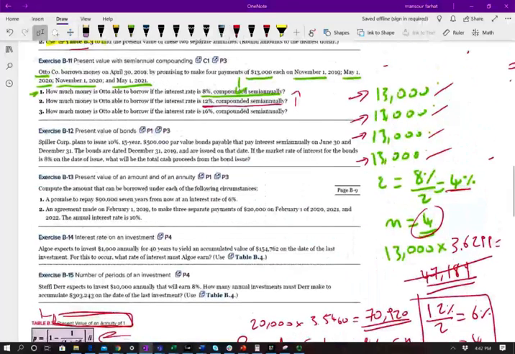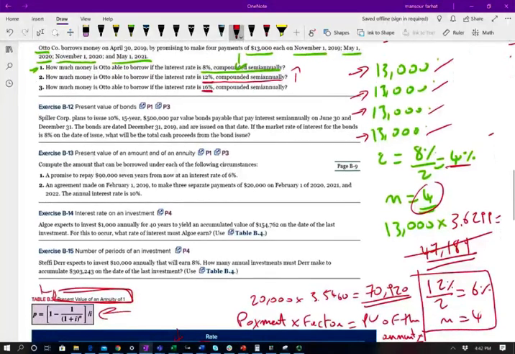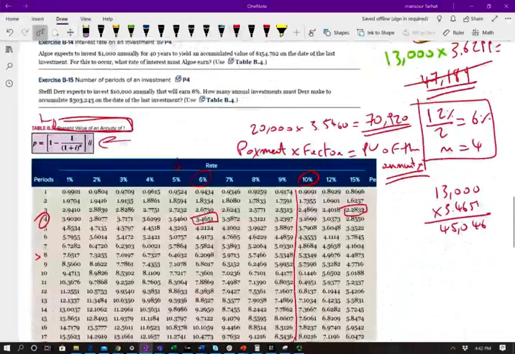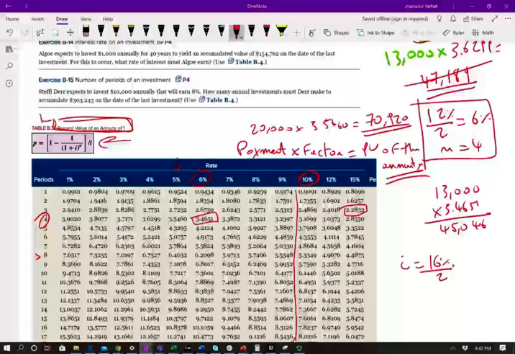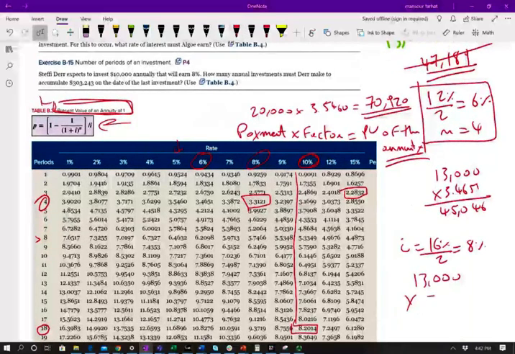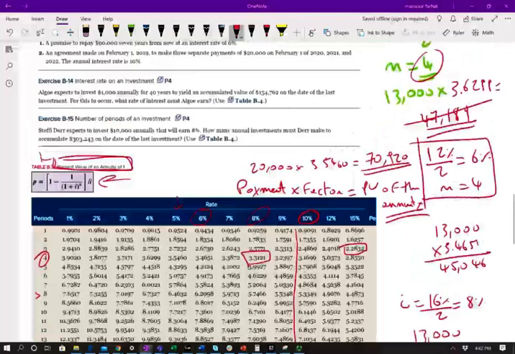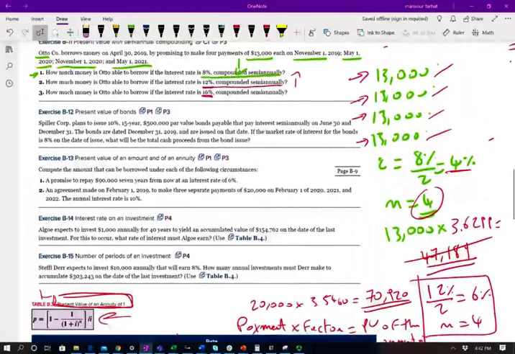If we multiply that by 13,000, Otto can borrow $45,046. Now let's take a look at the third scenario. How much money can Otto borrow if the interest rate is 16% compounded semi-annually? The difference is, 16% semi-annually divided by 2, so we use 8% per period, and the factor is 3.3121. So if we take 13,000 times 3.3121, the amount is going to be less, $43,057. So this is how we found the present value of those loans.